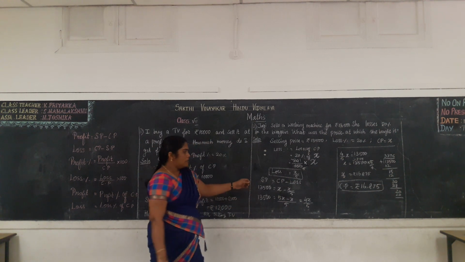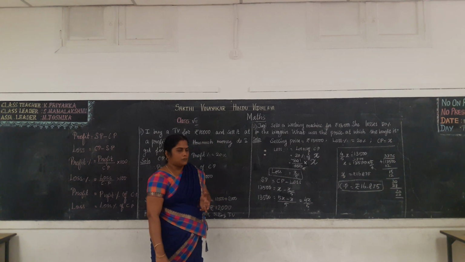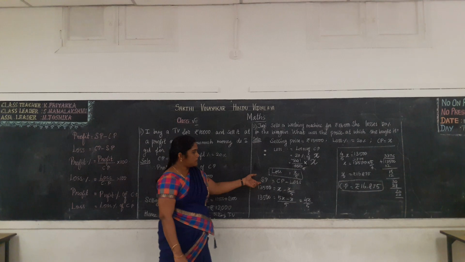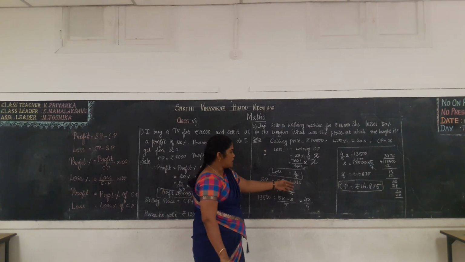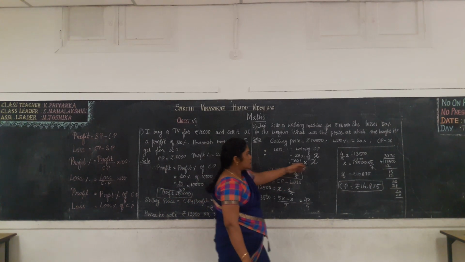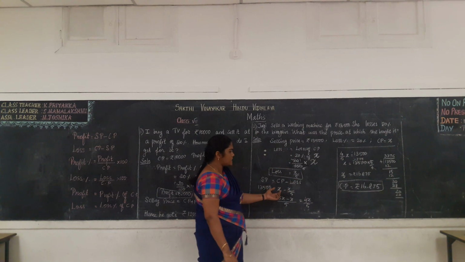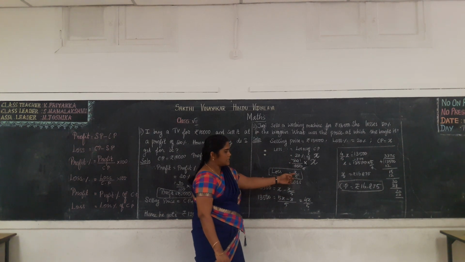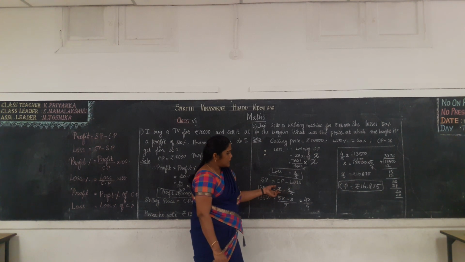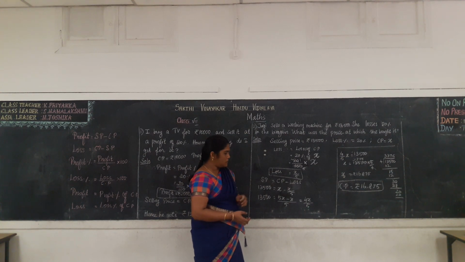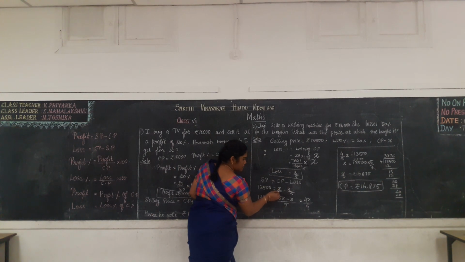And when we subtract the loss from the cost price, we get the selling price amount. So selling price is equal to cost price minus loss. We already took the cost price as x. So you substitute here as x minus loss. Loss is x by 5. So x minus x by 5. Here this x is a whole number. So to convert it into a fraction, we just write it as x by 1.